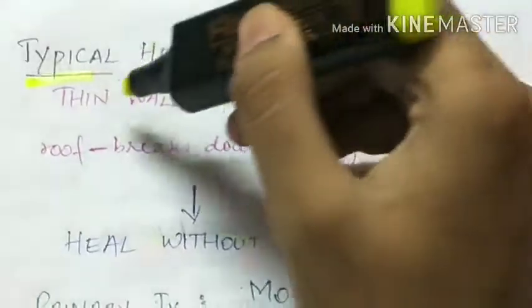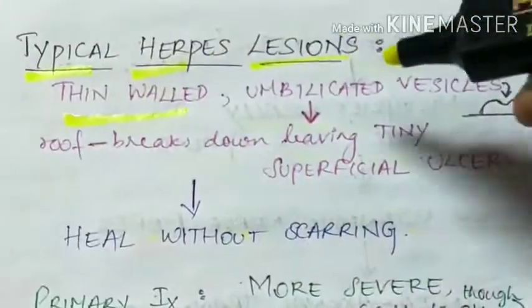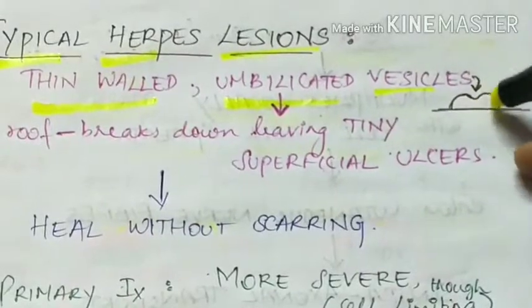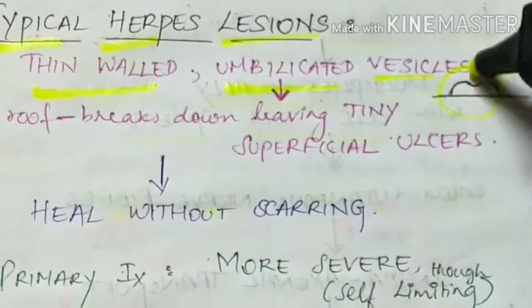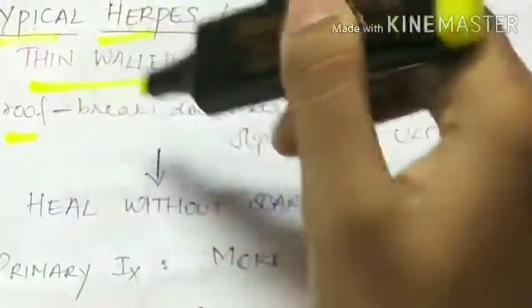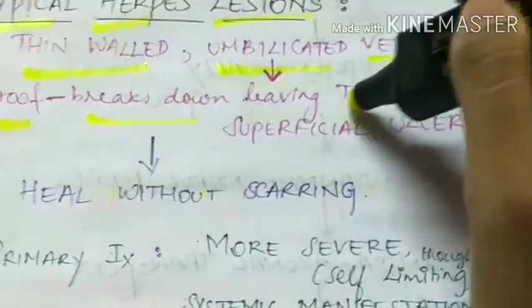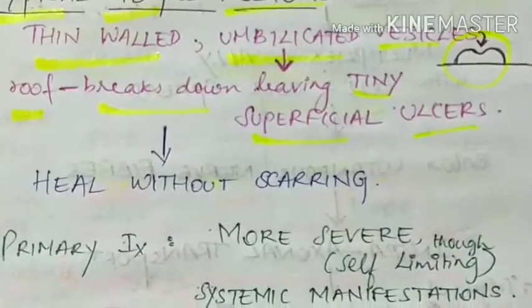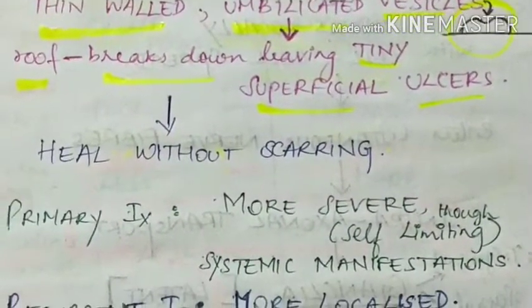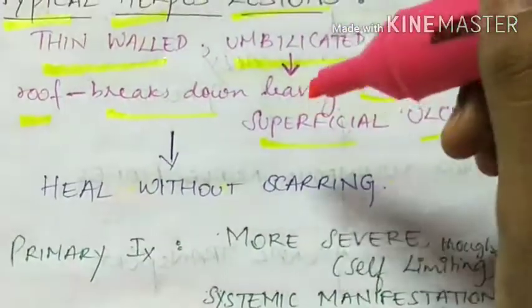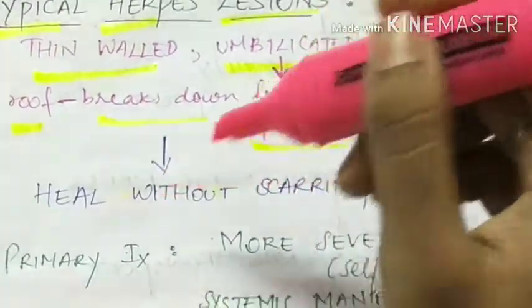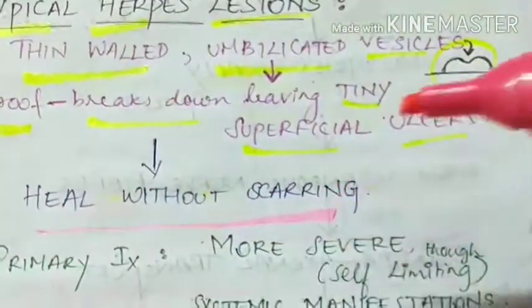The typical herpes lesions are thin-walled and umbilicated vesicles. That is, they have a depression on the vesicles like these. Their roof breaks down, leaving tiny superficial ulcers. So the lesions are thin-walled, umbilicated vesicles, and the roof breaks down, leaving tiny superficial ulcers. And these lesions heal without scarring.